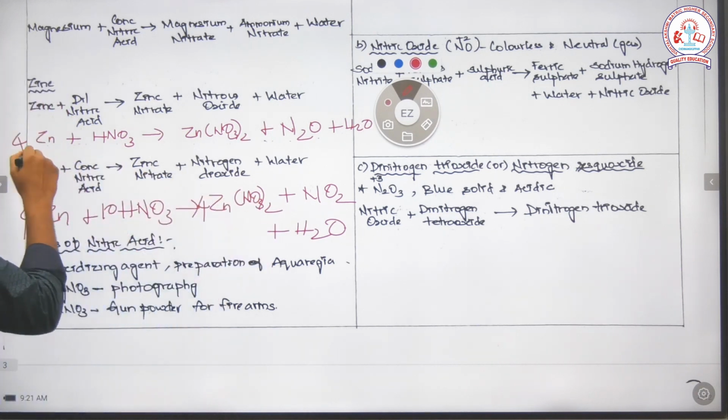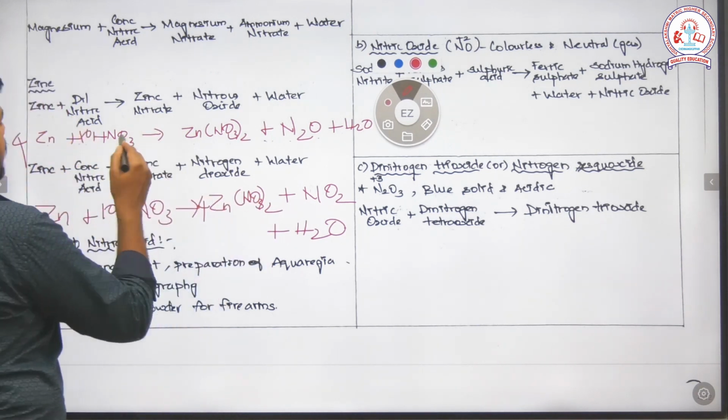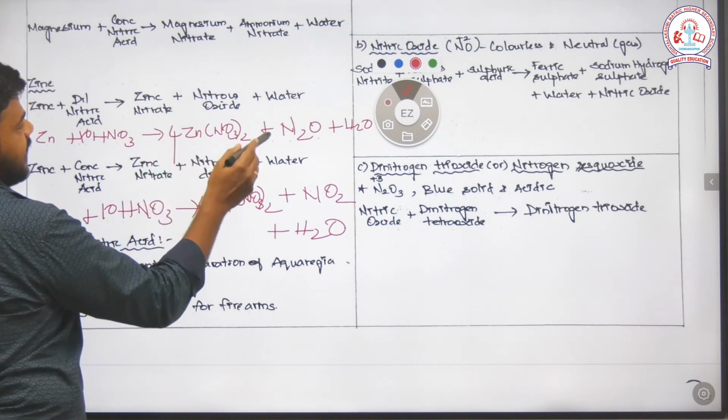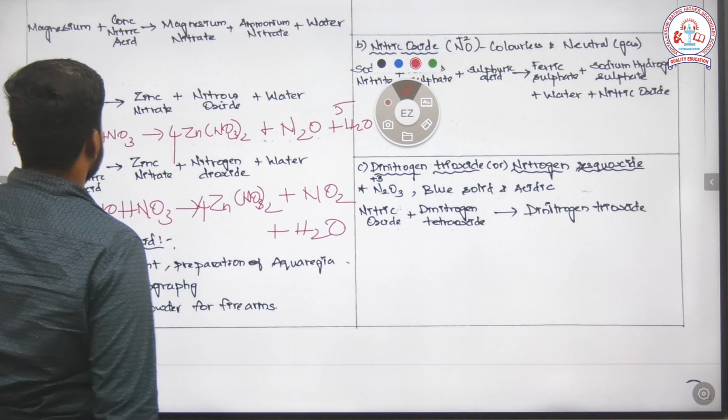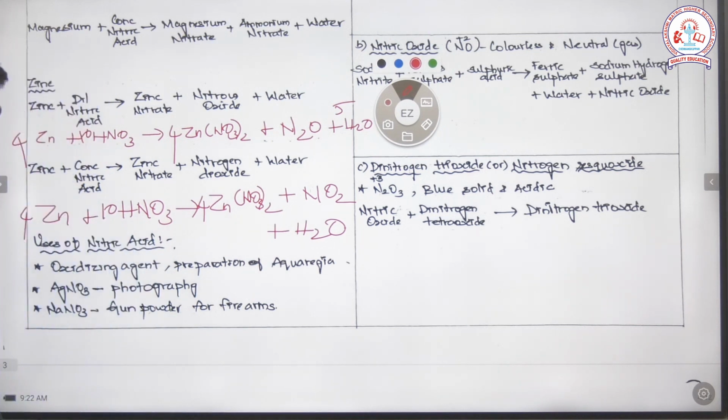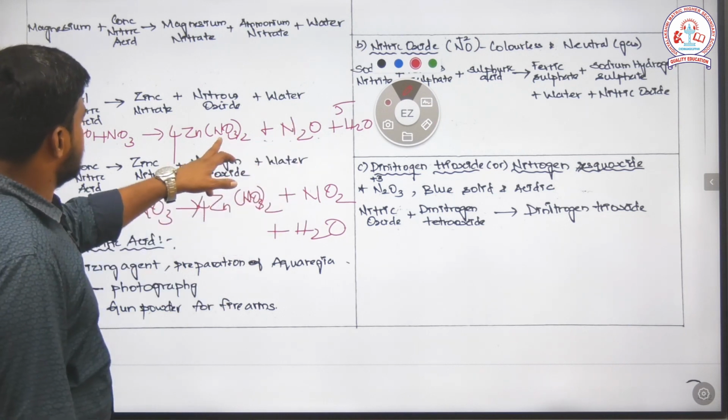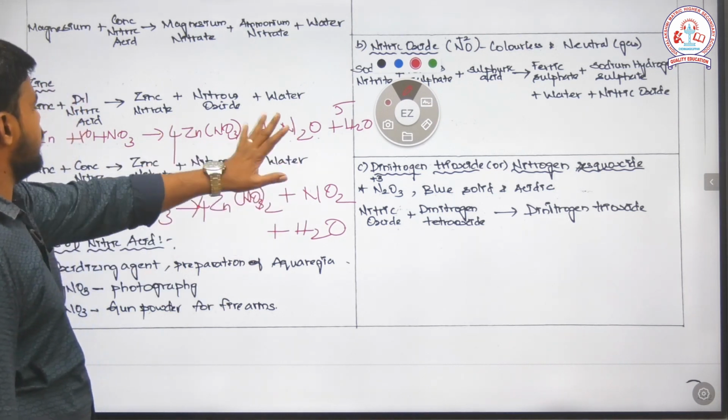See, if I make the stoichiometry here, it has 4:10. Zinc becomes 4 here. Nitrogen is already balanced at 10. Hydrogen here it is 10, so I make it 5. If we check with the oxygen, then things would be fine. If you check the oxygen, 3 2s are 6, 6 4s are 24, 24 plus 6 is 30.